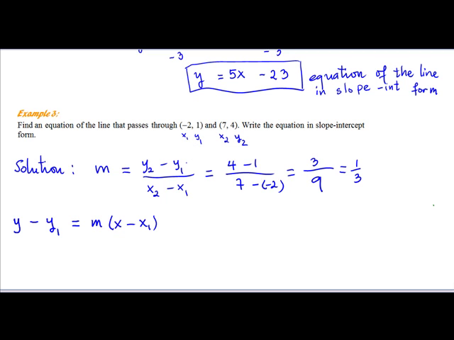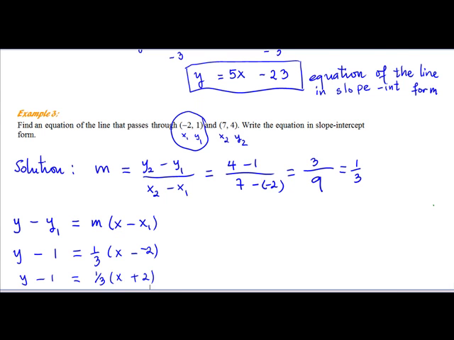I want to show that to you. I'm going to pick both of them so you can see that the answer is the same. Okay, so first I'm going to pick this one. Now I put y minus y1, in this case 1, equal to the slope 1/3 times x minus x2, which is minus 2. I'm going to simplify this: equal to 1/3 times x plus 2.